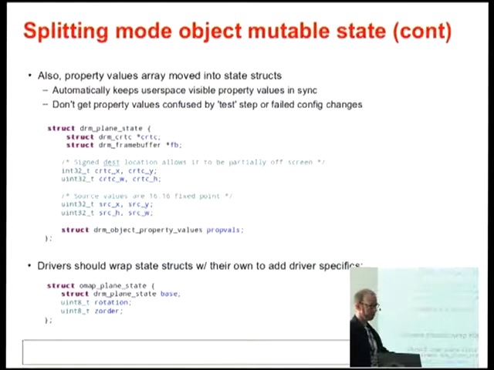If you build up a new state structure for a test stage, or say you want to enable a bunch of overlays and it fails the test phase so it doesn't commit the state changes, user space automatically still sees the old property values. Or if they're committed, it automatically sees the new property values. The intention is that individual drivers could take these state structures and wrap them in their own state structures, which adds whatever driver-specific state.